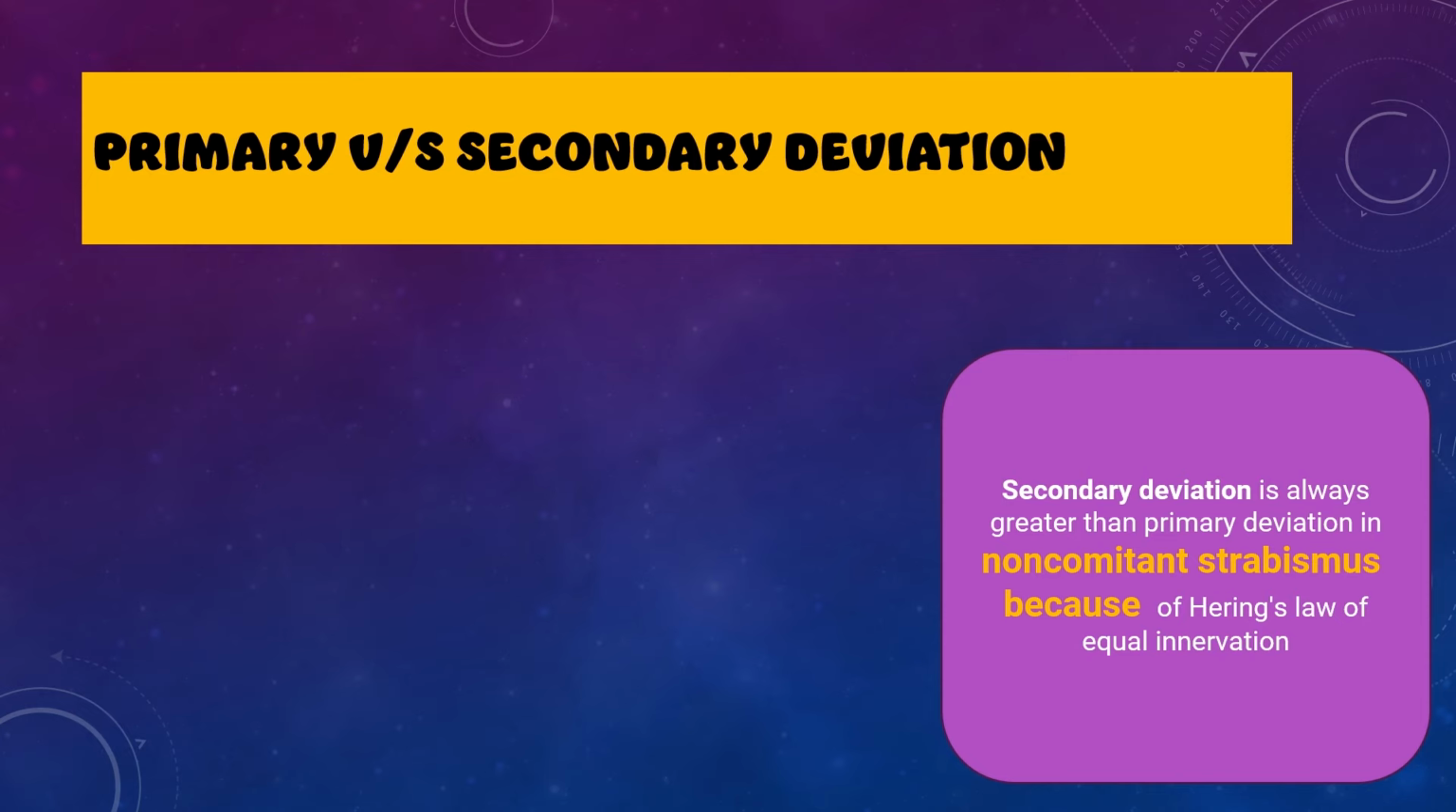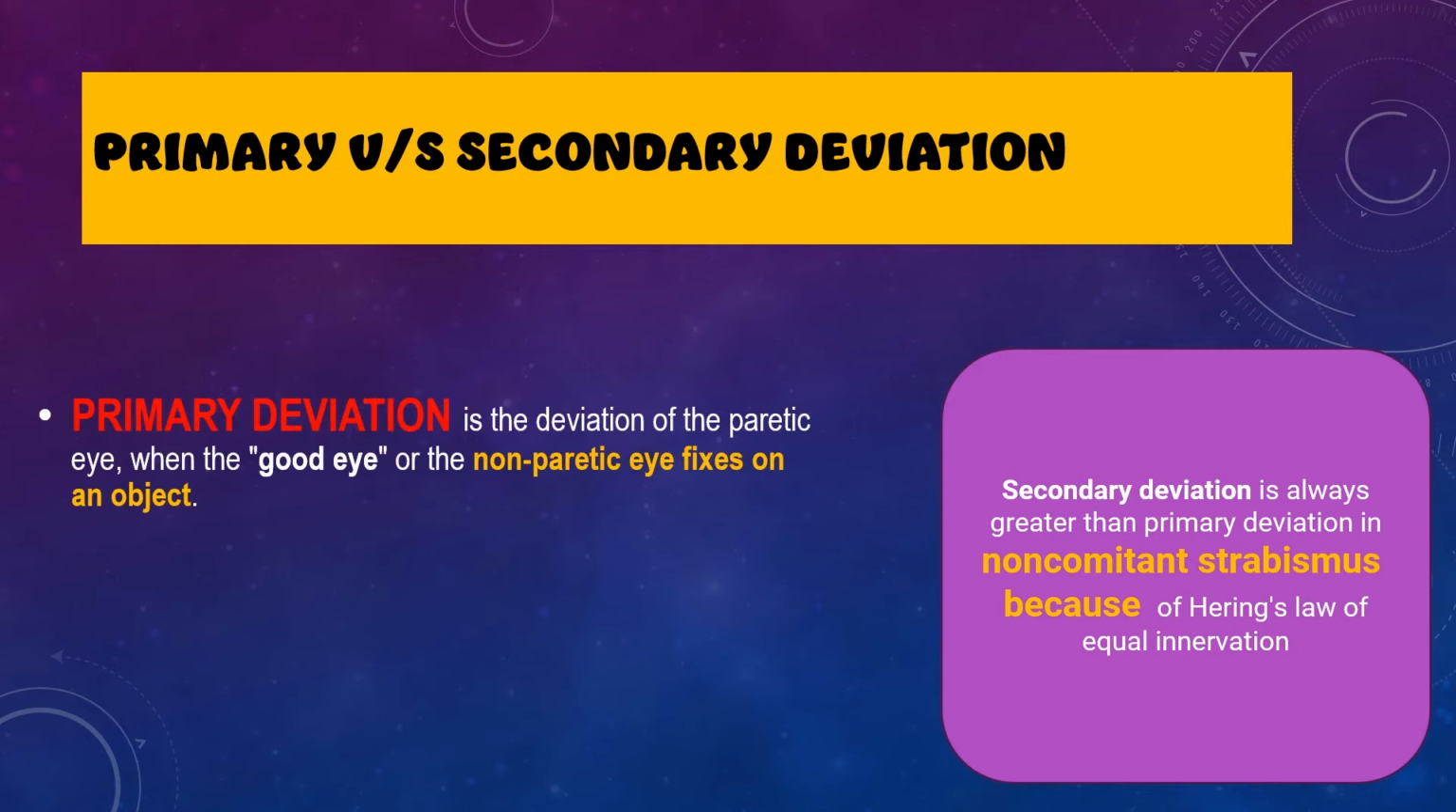And now, let us understand what is primary and secondary deviation. So what is meant by primary deviation? Now basically you have two eyes. One eye is a fixing eye and the other eye has the deviation, also called the weak eye or the paretic eye, right?